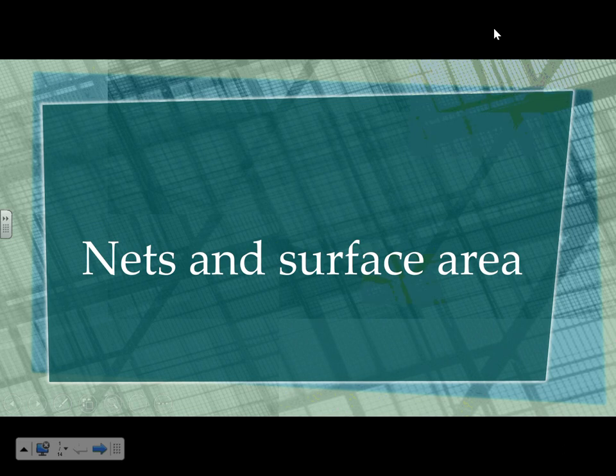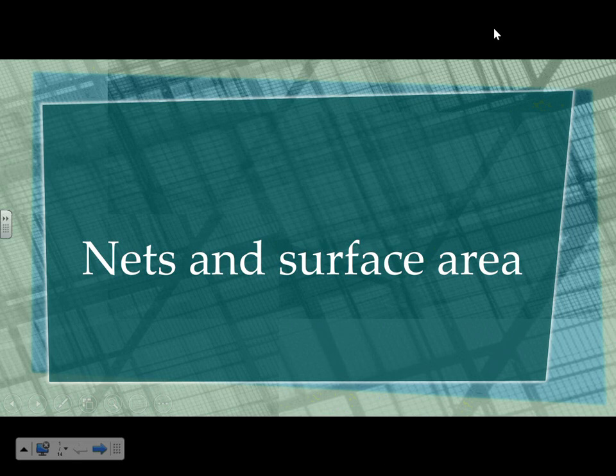Okay, this lesson is over nets and surface area. The last chapter we did was over two-dimensional figures. We talked about area and perimeter. Now we're talking about three-dimensional figures. So we talk about nets, we talk about surface area.